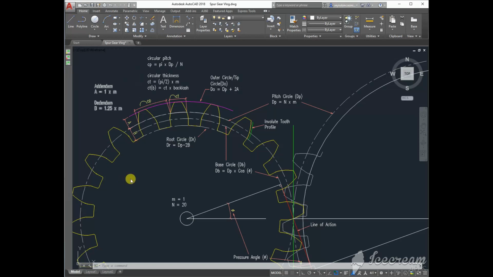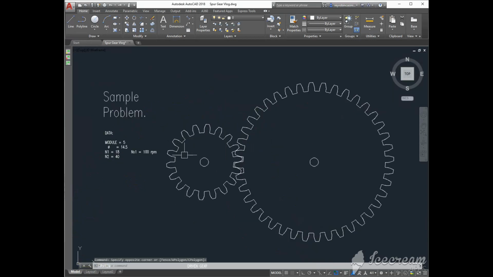Now that we have defined the basic terminologies of the gear and covered a little background of the involute spur gears, let us try to calculate all the parameters that we discussed. Suppose we have this gear train. The module of the gears is 5, and the pressure angle is 14.5. The pinion has 18 teeth, while the driven gear has 40 teeth. The angular speed of the pinion is 100 rpm.